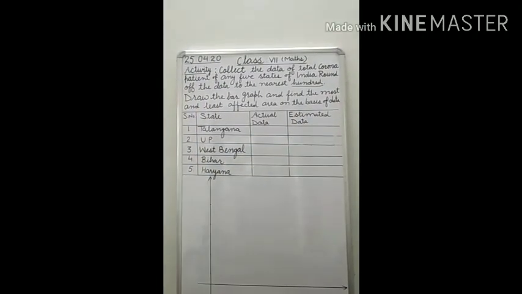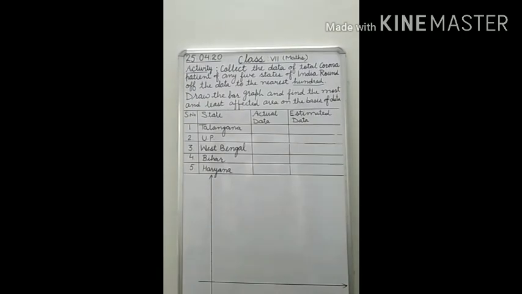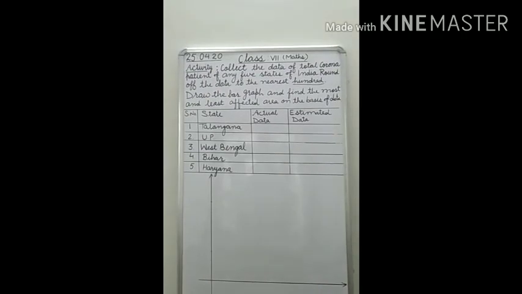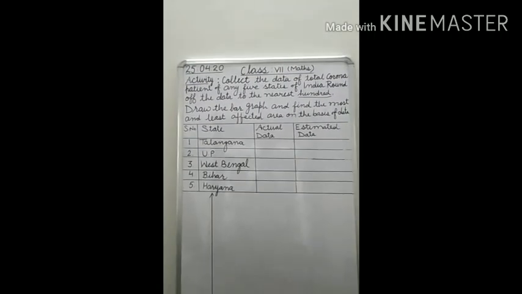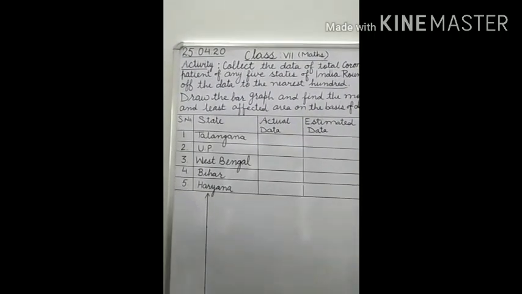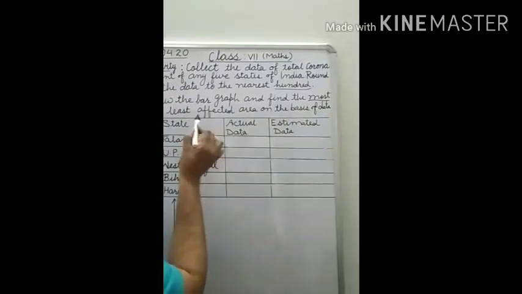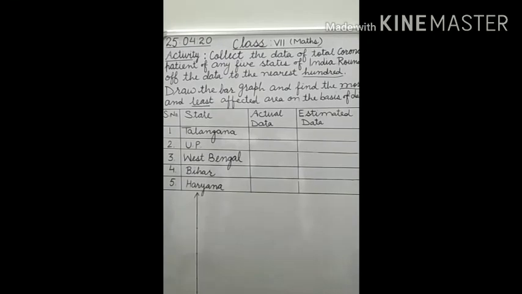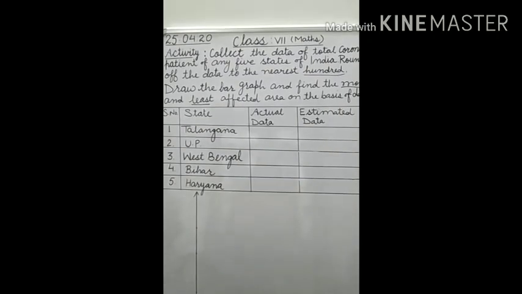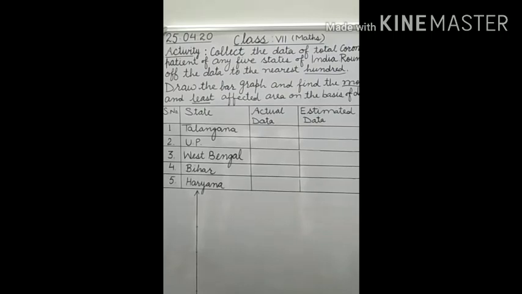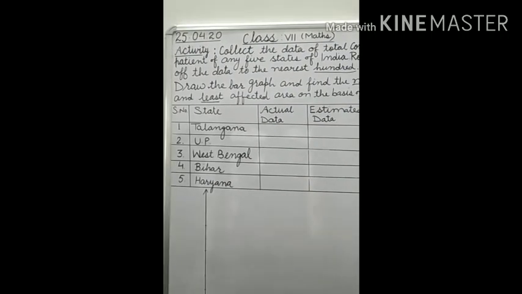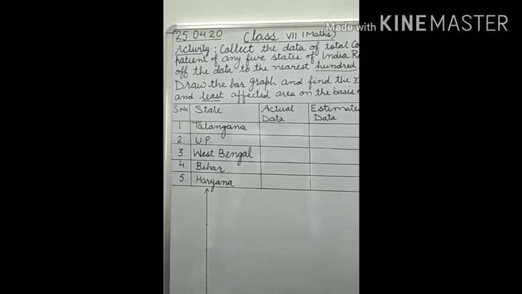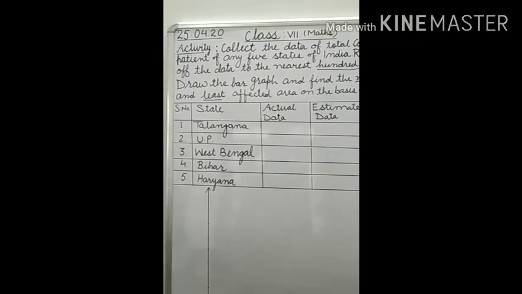Then you have to draw the bar graph on the basis of this data. Then you have to find the most and least affected area out of those 5 states. Here I am just setting an example before you, and in the same way you have to take some other 5 states and perform the same activity.